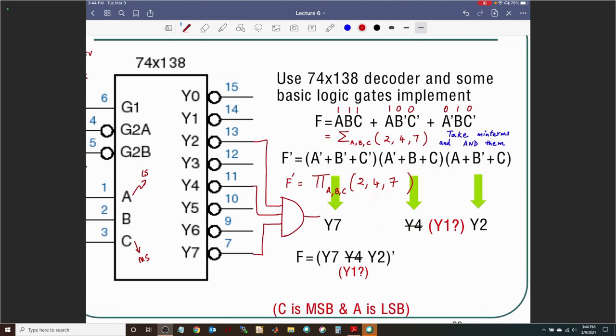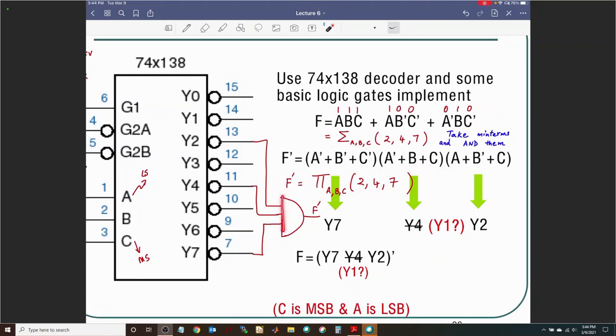I've got F complement. I'm simply synthesizing this particular function. F complement is the product of sum of A, B, and C. Max terms are 2, 4, and 7. I tapped the max terms from 2, 4, and 7, and did the AND because I needed the AND of these three, since it's a product of sum.